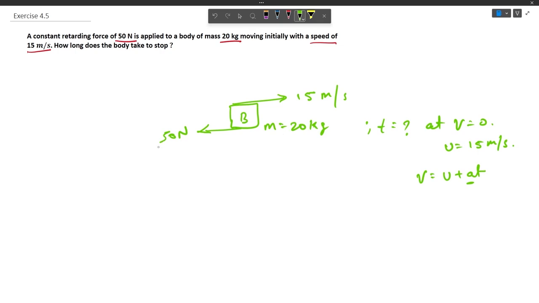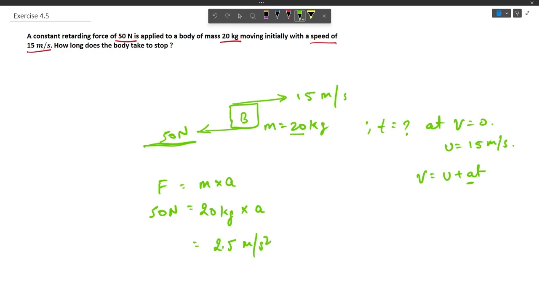Given that a retarding force of 50 Newton is applied, we know that force has two components, that is mass and acceleration. Mass times acceleration is force. So we have a force of 50 Newton, which equals 20 kg multiplied by acceleration. Now acceleration would be 2.5 meter per second square.